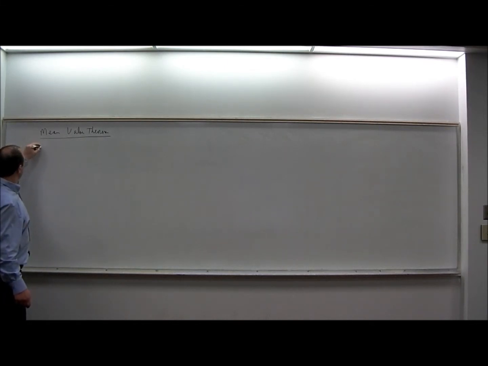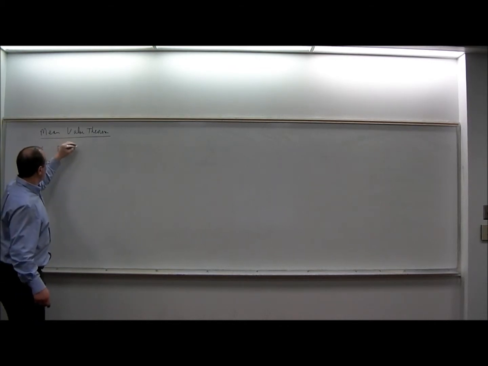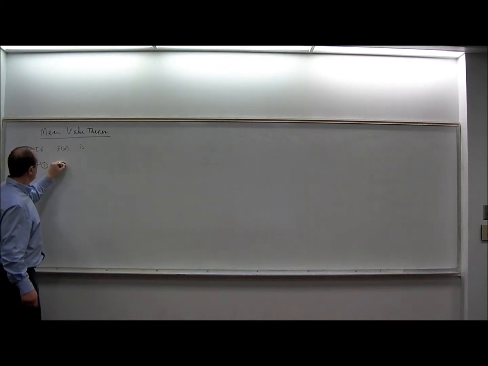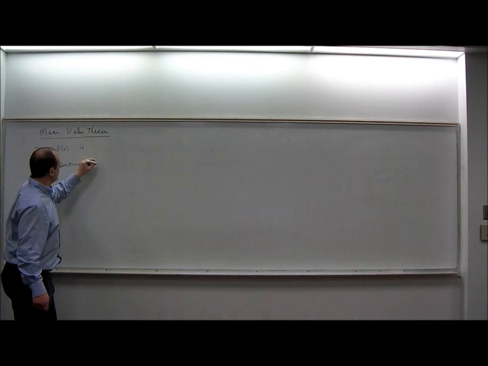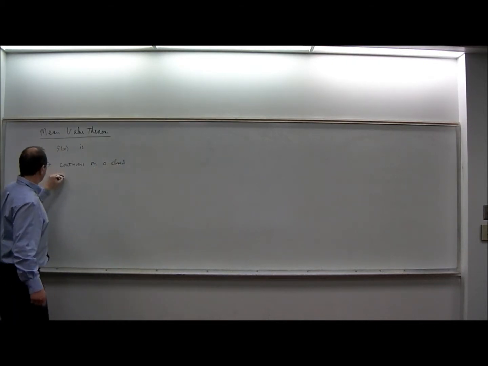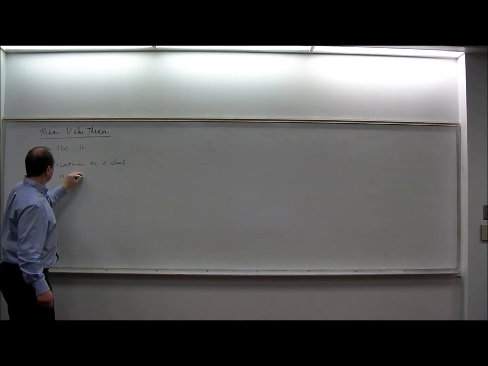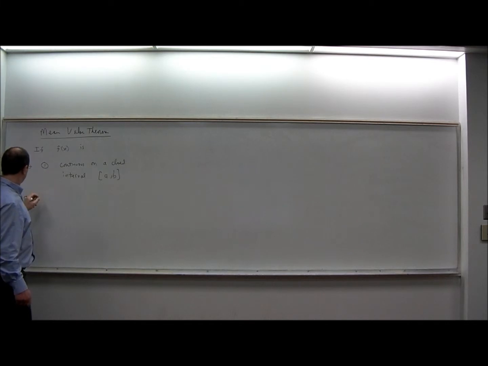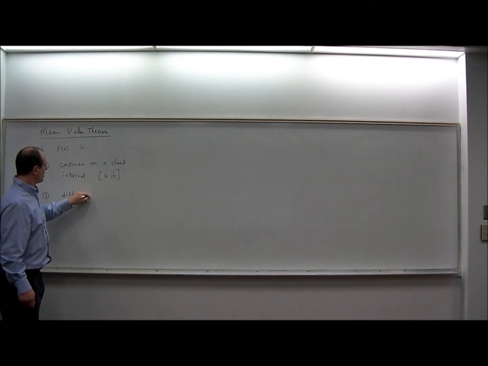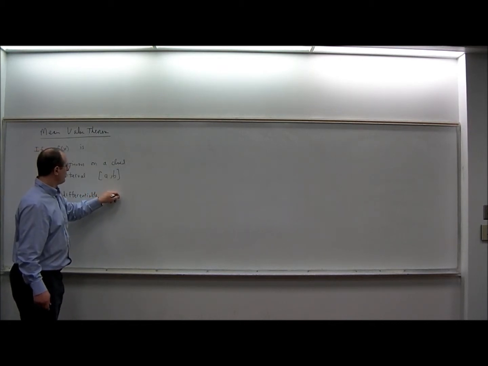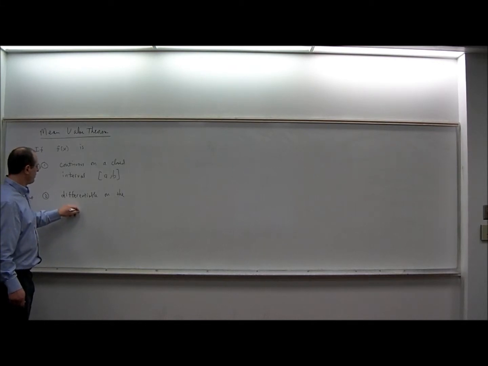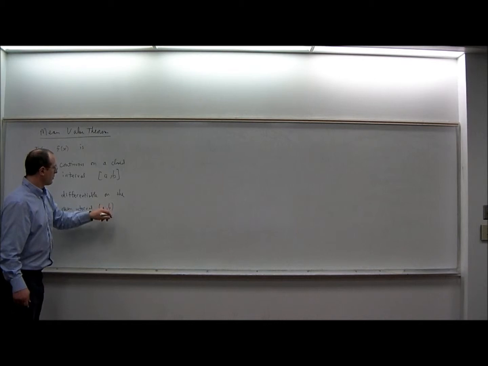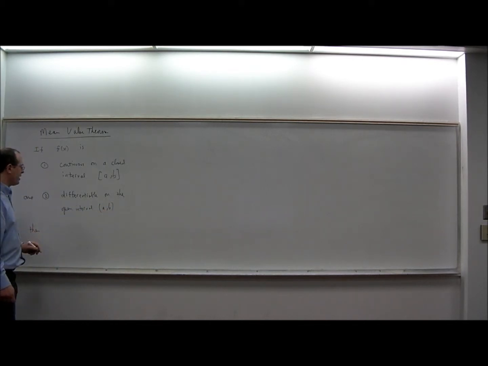The theorem says that if you have a nice function, if f of x is well behaved, if f of x is continuous on a closed interval from A to B, and differentiable, that means that f prime exists, differentiable on the open interval A to B, then something nice happens.